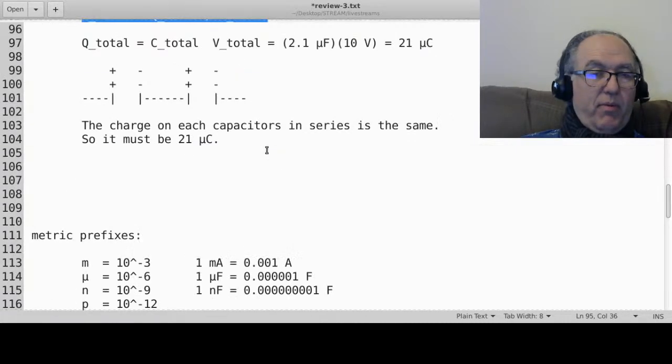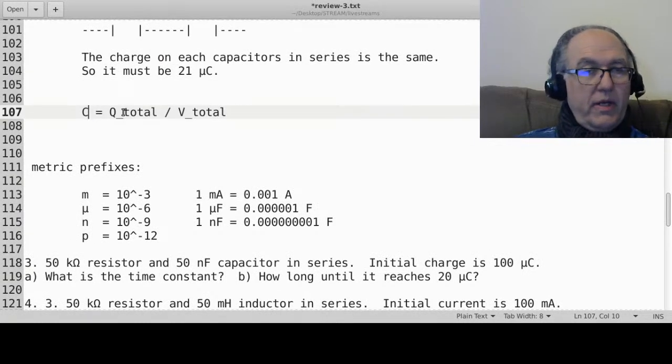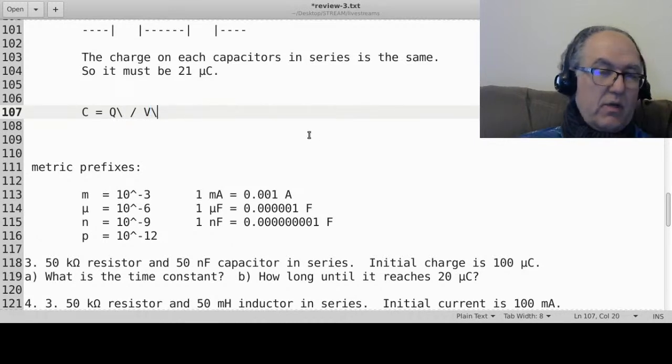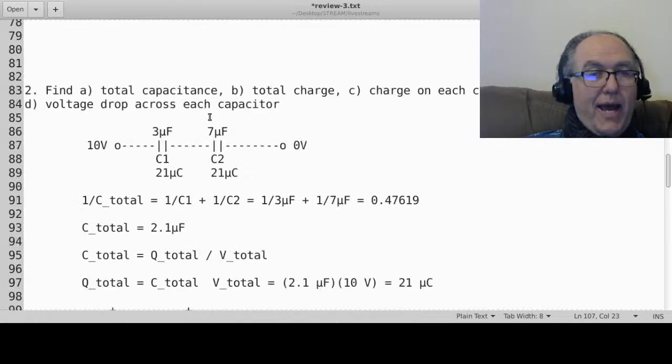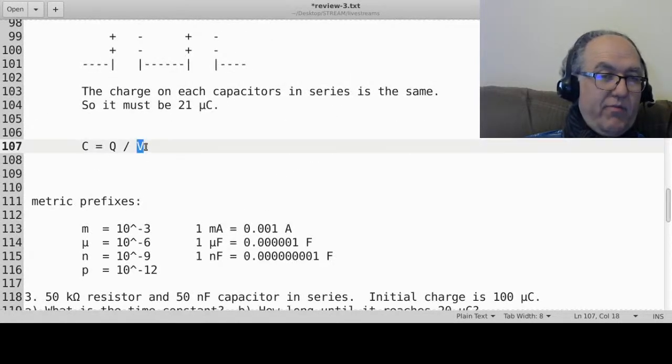Well, back to this formula right here. Let me take out the subscripts. Again, it's the definition of capacitance, but it's applicable to the entire circuit globally or locally. And so I'm asking, what is the voltage drop across each capacitor? In other words, I'm asking for the voltage.